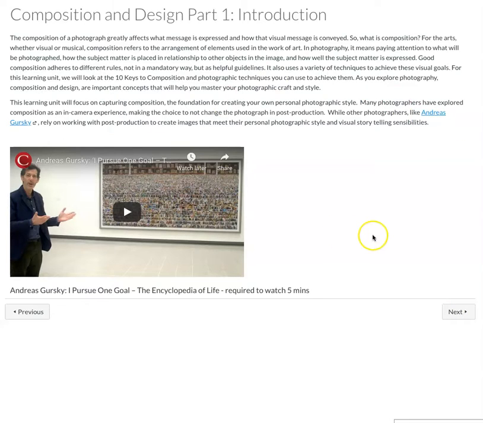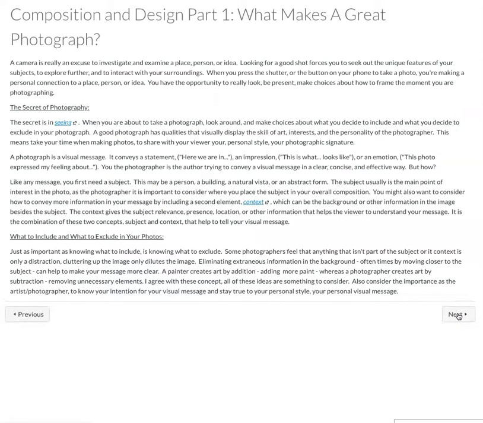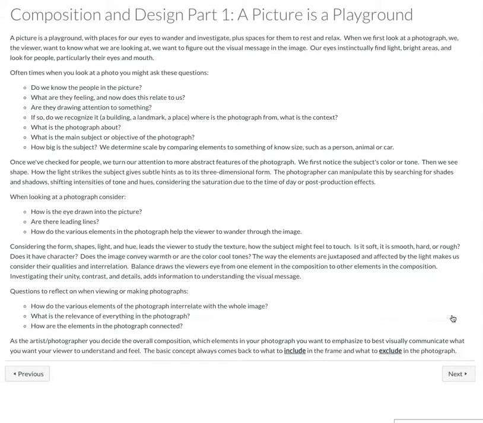Of course, you're going to want to read the text. We've got a video that's about 5 minutes long where Andreas Gursky is talking about his creative process. There's some really cool information that you're going to read about what makes a great photograph, talking about the picture as a playground. Again, this learning unit is really focusing on composition and design. So how do we look at photographs? How do we make photographs when thinking about what the photograph is about, the main subject, all of these different concepts to consider, review, and read.